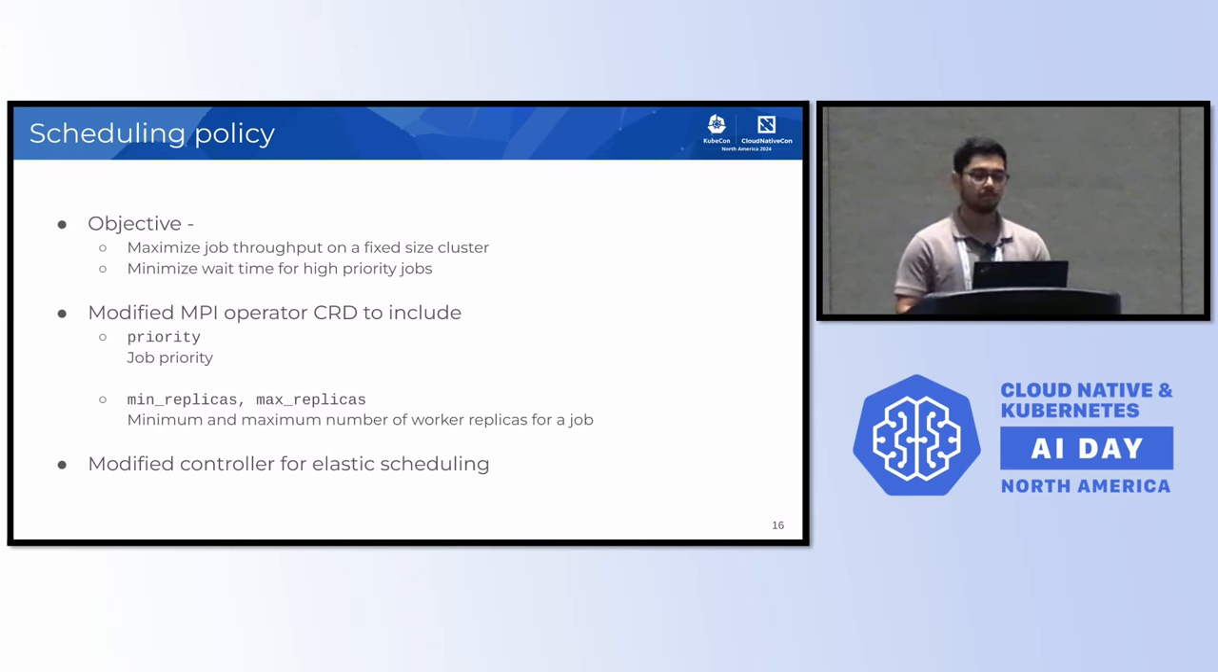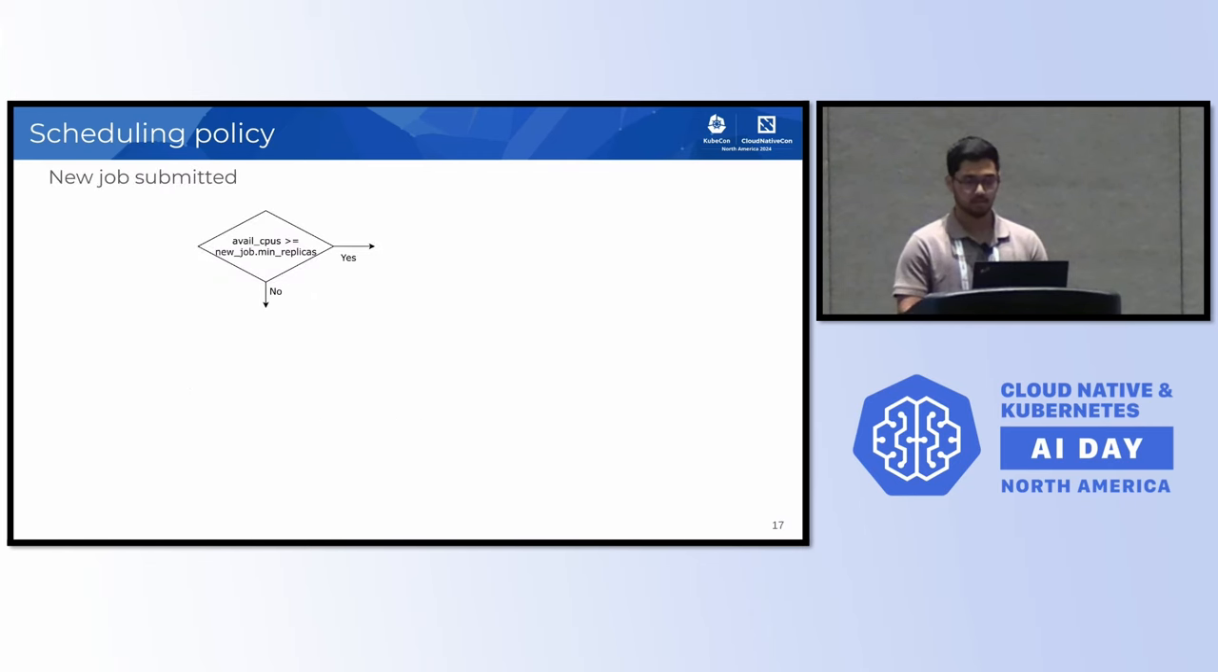The number of workers that are launched is determined by the MPI operator's controller at runtime based on the state of the cluster. We also modified the controller for elastic scheduling. So let's look at how this elastic scheduling works. When a new job is submitted, we first check if we have enough available CPUs for running this new job at its min replicas configuration. If we do, then we just start running this new job.